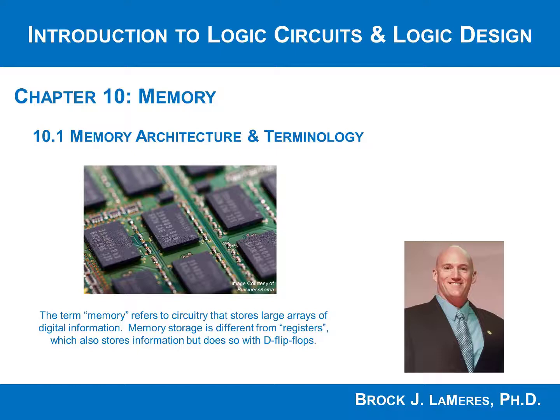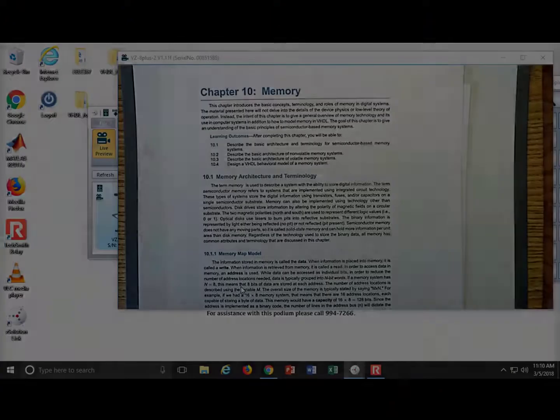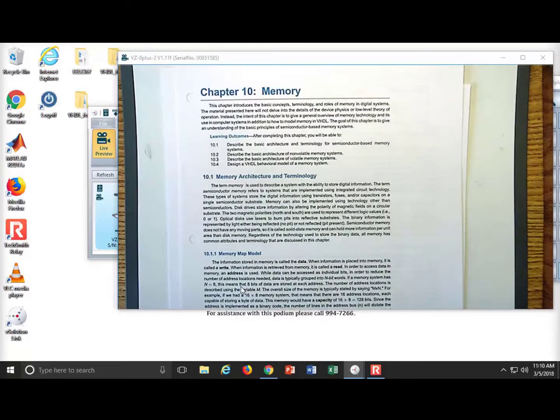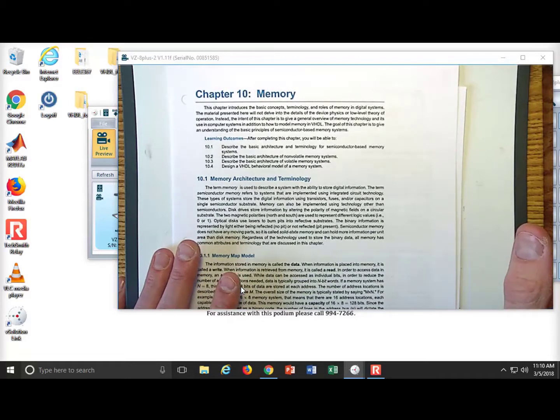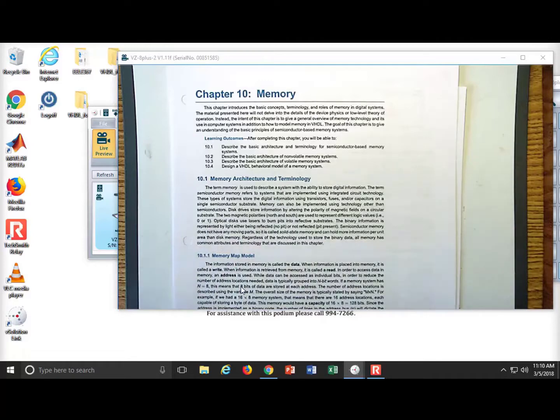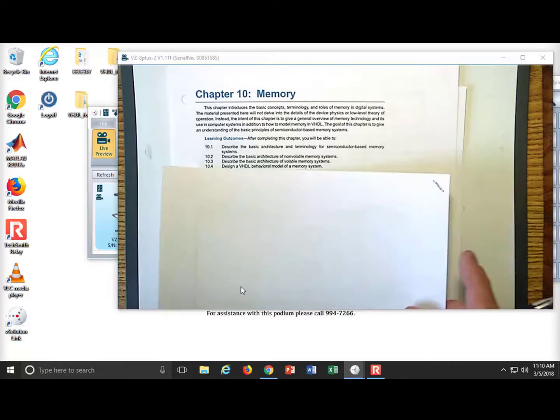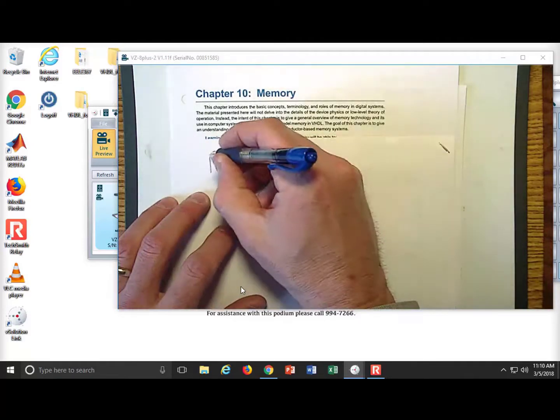Now let's take a look at chapter 10, which is on memory systems. When we use the word memory, we are starting to talk about something different than just digital storage. This is a big differentiation in what we've been doing. Before, we have had the ability to store a bit. Okay, we have that ability, and that has been done using a D flip-flop.